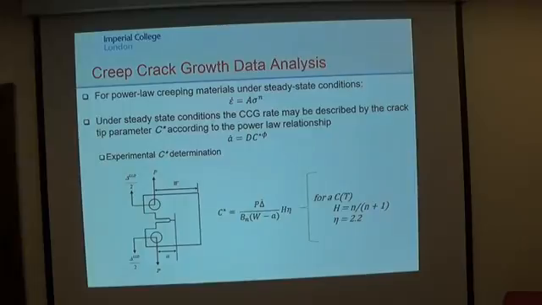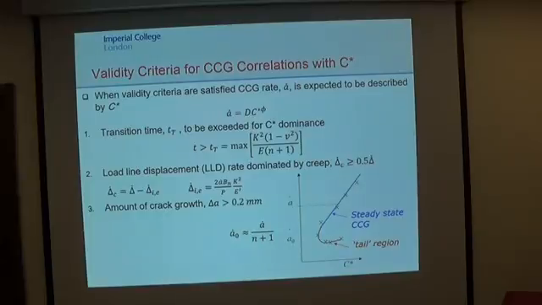So the procedure outlined in the ASTM E1457 correlates crack growth rate with the C-star parameter. In this equation, D and phi are material constants that can be both stress state and material dependent. Experimental C-star is determined from the load line displacement data by this equation. Here, eta is taken as 2.2 and h is determined from the power law exponent. And in addition, the standard also outlines a validity criteria. There's 3 criteria that have to be fulfilled.